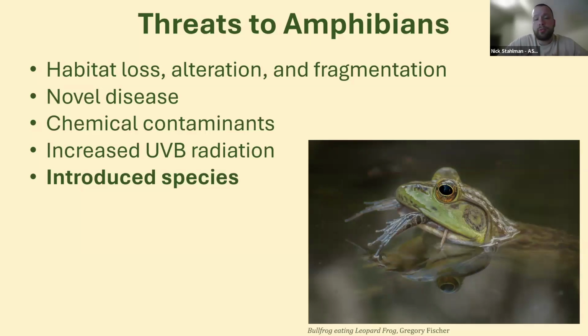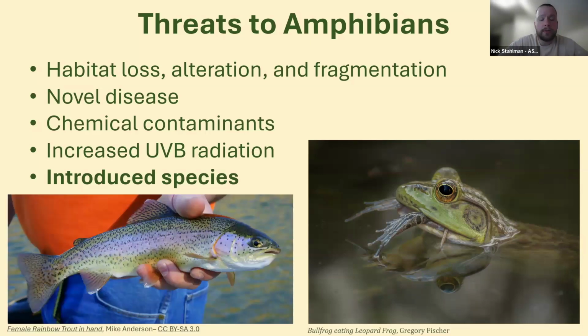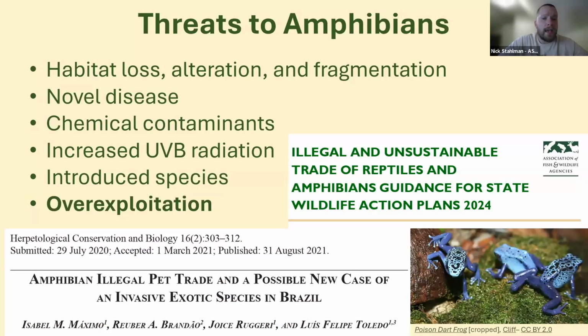These prey on native amphibians. They compete for resources. They can easily spread diseases like the chytrid funguses that we just talked about. Trout and other fish, especially game fish that are stocked in lakes and streams for fishing, will eat amphibian eggs and larvae and even adults. And they can easily disrupt aquatic ecosystems.